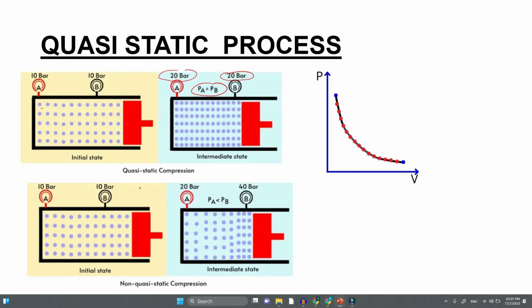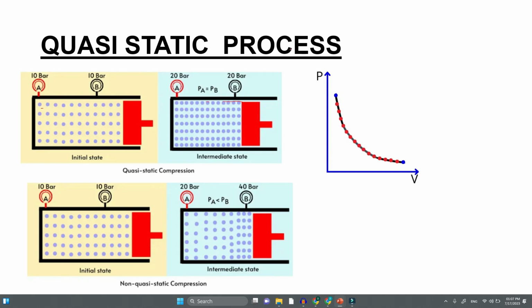In a quasi-static compression, that means we are compressing very slowly. That means there is no unbalanced pressure throughout the system. Everywhere the pressure is the same. This can be achieved only if you compress extremely slowly. In normal cases, normal compression will always be non-quasi-static compression.